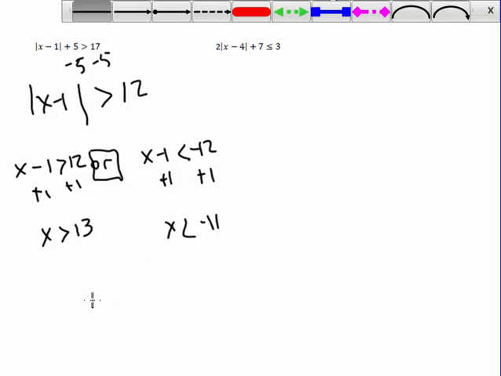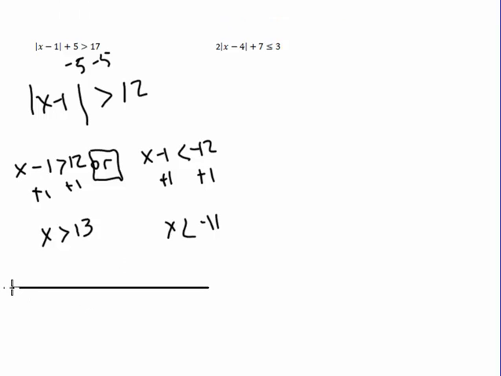And now we could graph on our number line. It's a big arrow, and we have an arrow here. Alright, so I have a 0. I have 13 over here. I have negative 11 over here. So I have open circles at negative 11 and 13. X is bigger than 13, so that's going to the right. X is smaller than negative 11, so that's going to the left.